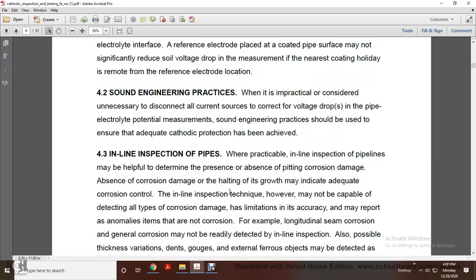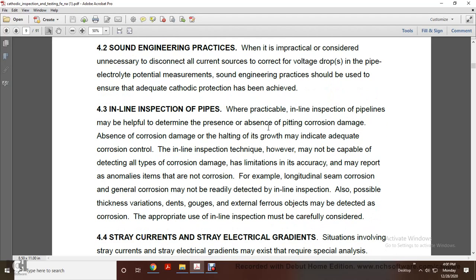4.2. Sound engineering practice. Where impractical, consider the necessary disconnection of all current sources for the correction of the voltage drop in the pipe-electrolyte potential measurement. Sound engineering practice should be used to ensure that adequate cathodic protection has been achieved.